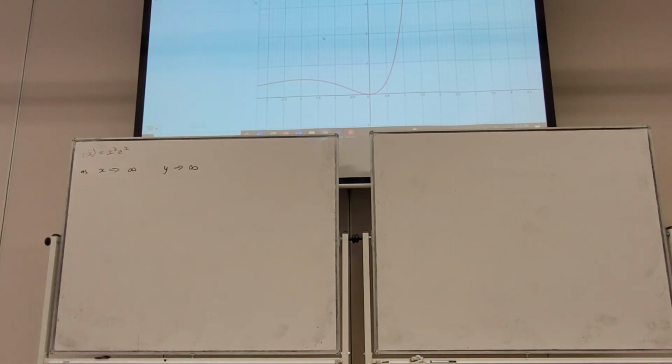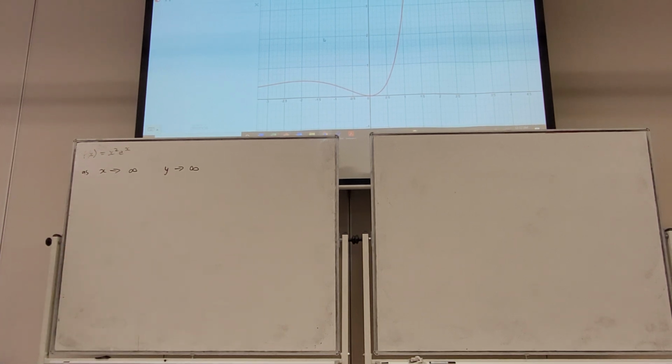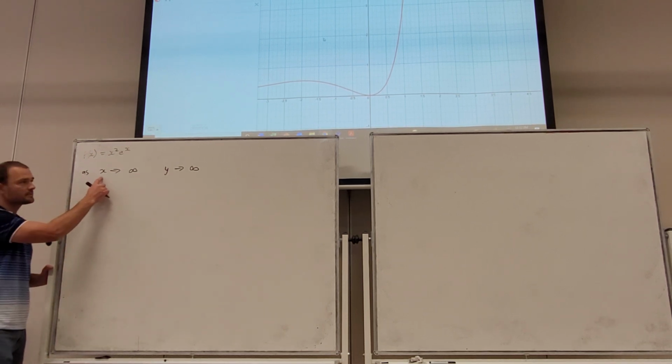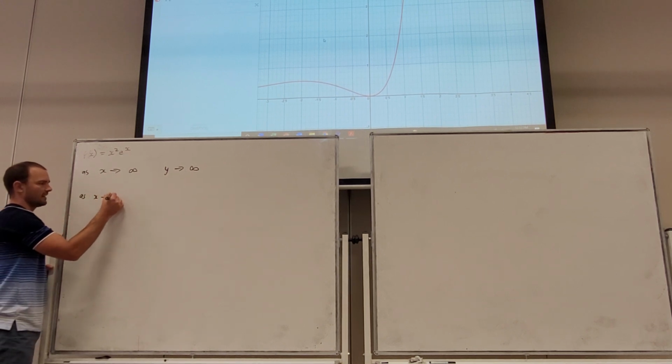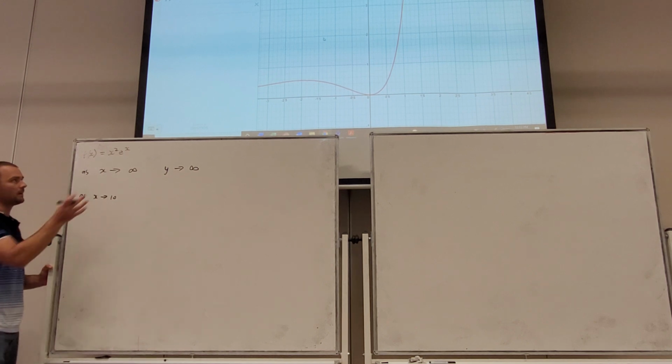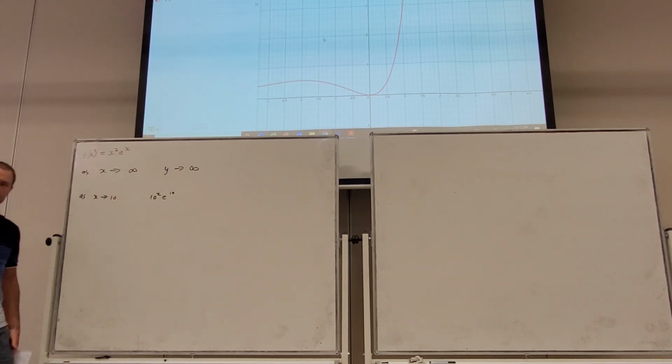Okay, let's explain that one algebraically. Why is it that as x approaches infinity, y approaches infinity? Well, this just means as x gets large. So let's say, what happens as x gets close to 10? If we put 10 into the function, we're going to have 10 squared times e to the power of 10. So what would that mean?